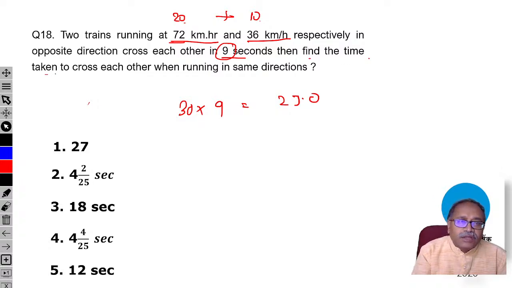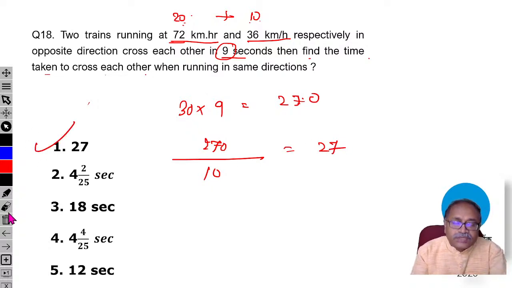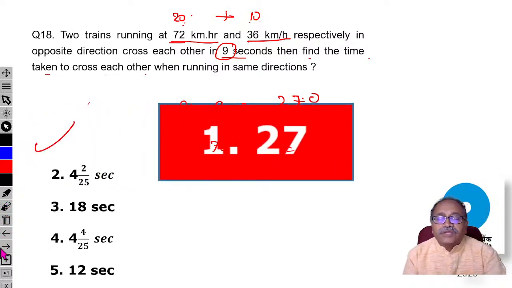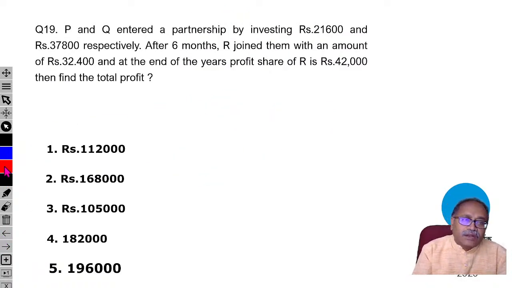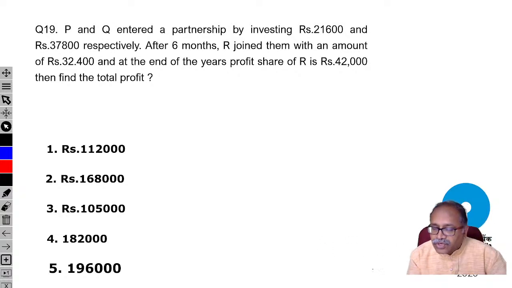Find the time taken by the trains to cross each other when running in the same direction. So we know the length of the trains is 270. So 270 by relative speed, in the same direction what happens, 20 minus 10. So that is 10. So time taken will be 27 seconds. Option choice 1, look at this, 27. Yeah. Since it is prelim level, the questions are in this range. Look, we are discussing the clerk prelim questions.